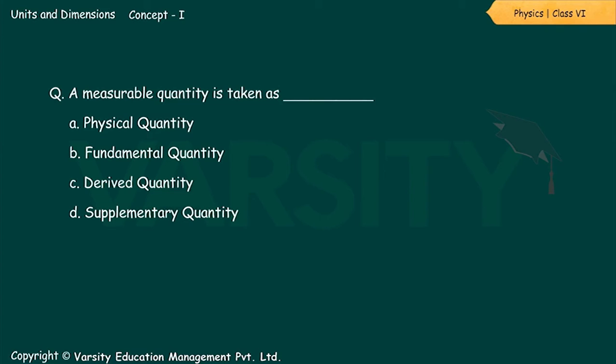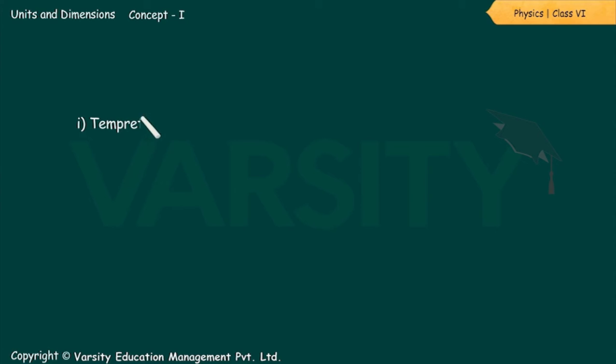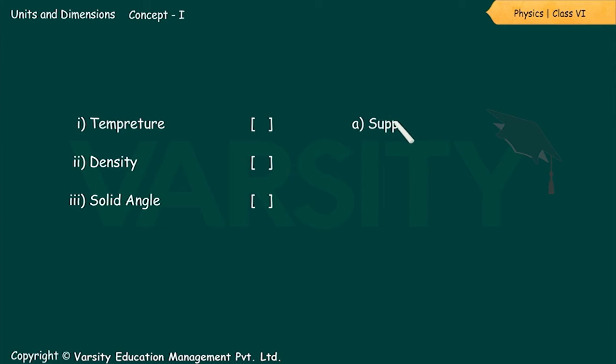So let us solve question 1. 1. Temperature, open bracket, close bracket. 2. Density, open bracket, close bracket. 3. Solid angle, open bracket, close bracket. This is match the type question. The options to match are A. Supplementary PQ, B. Fundamental PQ, C. Derived PQ.